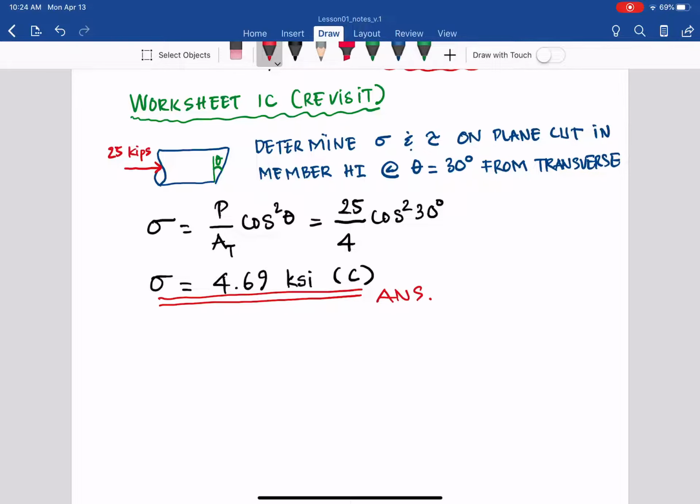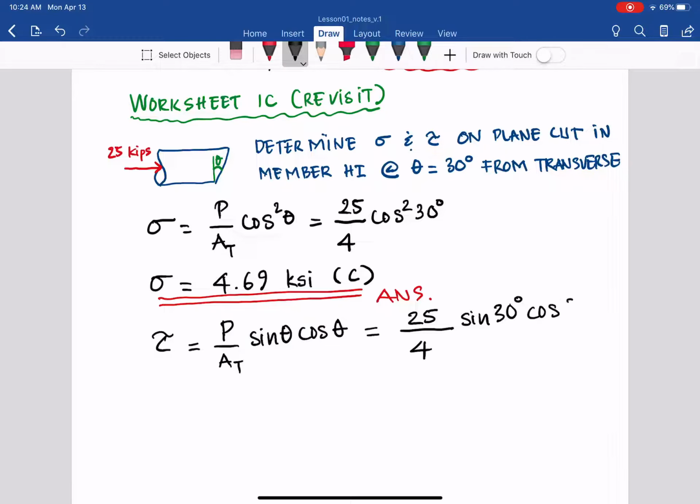And for tau, we do the same with the equation. So tau equals P over AT sine theta cosine theta. P equals 25 kips, AT equals 4 inch square, sine 30 degree, cosine 30 degree. And from that we can have tau equal to 2.71 KSI, and that's the answer for the tau.